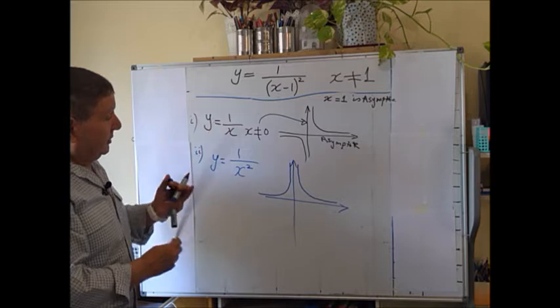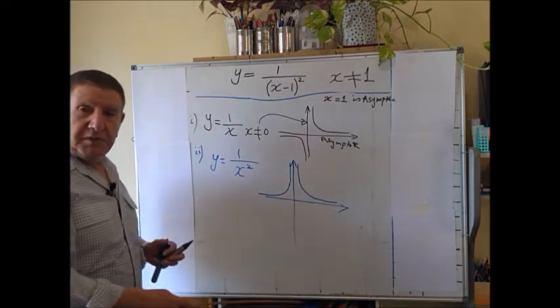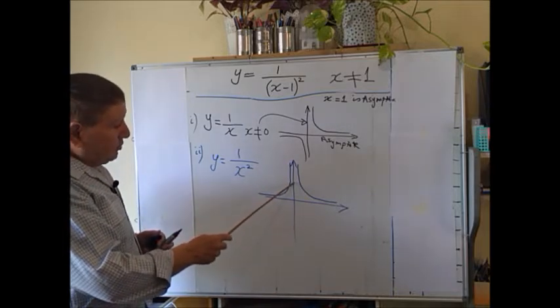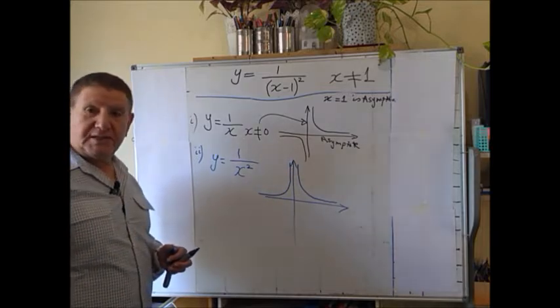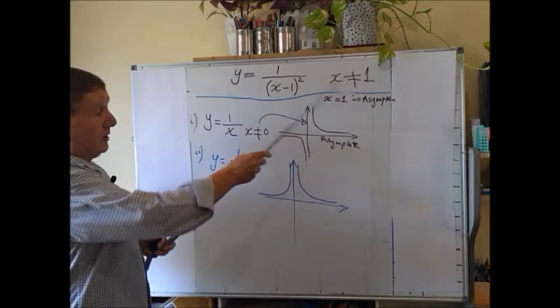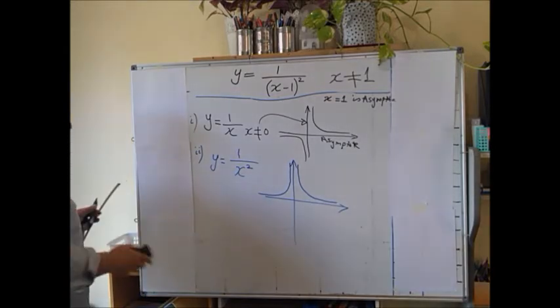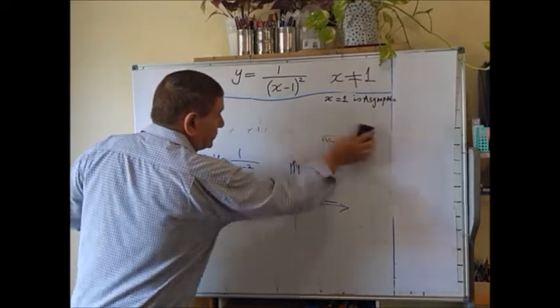So now, instead of the y-axis being the vertical asymptote, the asymptote shifts to the right by 1 unit, so x equals 1 will be the new asymptote, as we wrote there. So let's see again what we're going to do now.